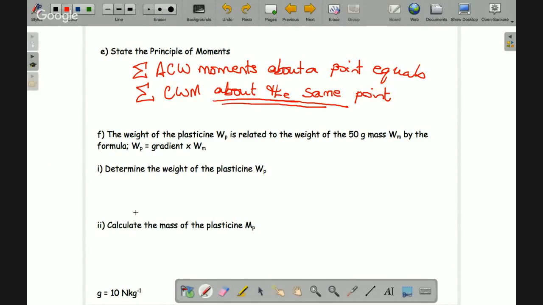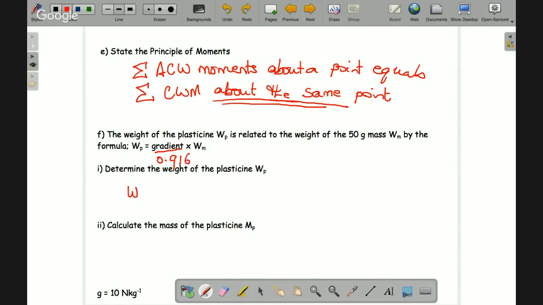Okay, so this last part of the question now says that the weight of the plasticine WP is related to the weight of the 50-gram mass WM by the formula WP equal to the gradient times WM. It just says determine the weight of the plasticine. So just using the value that we got for the gradient earlier, I think we got 0.916. So just plug in the values.